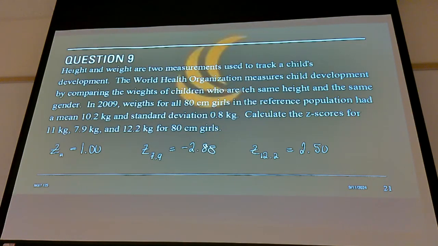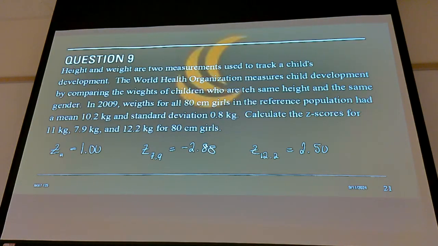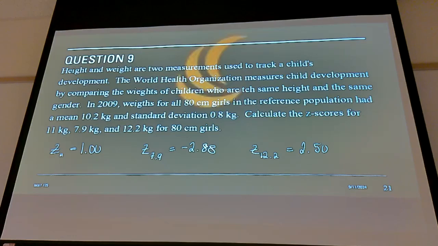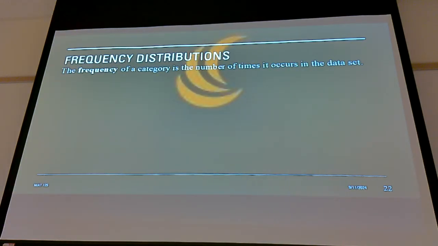Continuing to look at graphical displays. Frequency distributions. Typically speaking, frequency distributions are used for qualitative data. The frequency of a category is just the number of times it occurs. And a frequency distribution lists each category and the number of times it occurs.